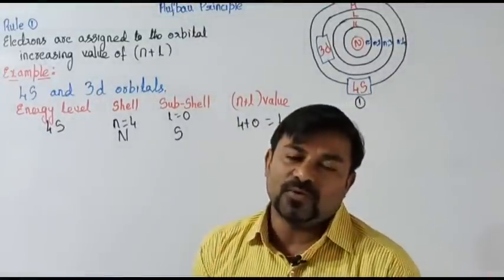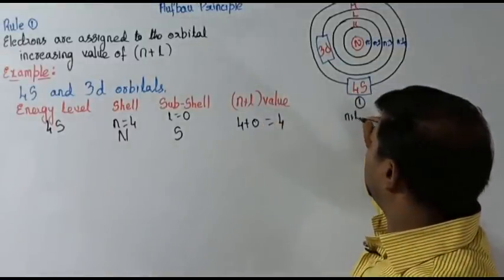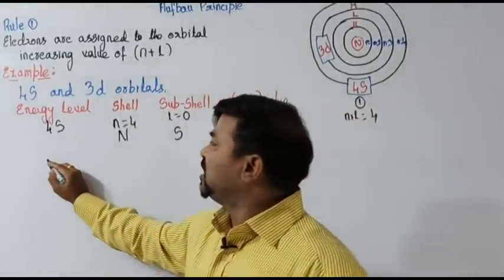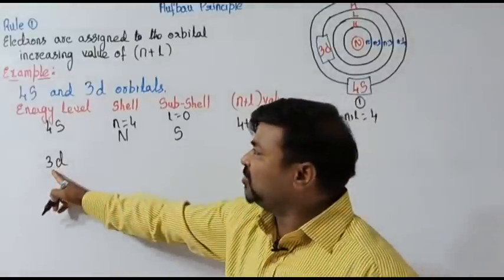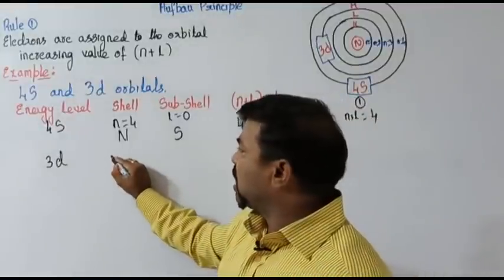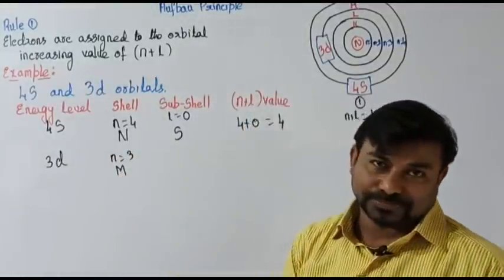What is the n plus l value of 4s? It's 4. Now let's get back to 3d. By seeing 3 here, it's K, L, M. n is equal to 3, and it's the M shell.